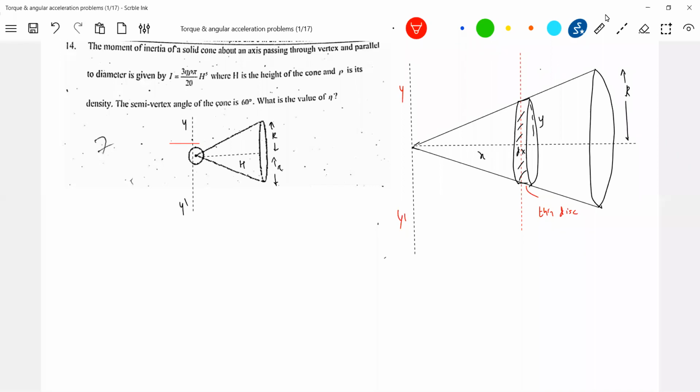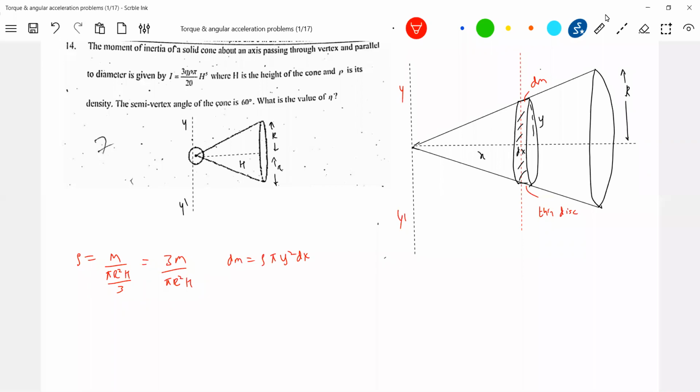What is the mass? Overall, it's a solid cone. He has given density. What is the volume of the cone? Density equals mass by pi r square h by 3, or 3m by pi r square h. That is the density of the cone. So what is the mass of this small elemental thin disk? dm should be equal to rho into pi y square into dx. Thickness is dx, which is very small. y is the radius, so rho pi y square. The value of rho we know, that later on we are going to substitute here.